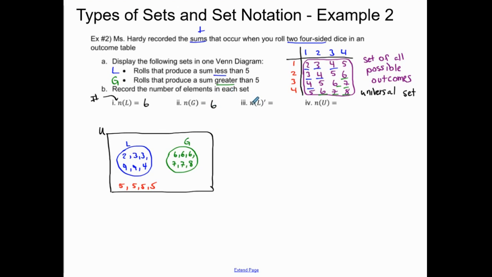In this one, I want the number of elements that are in the complement. So remember that apostrophe means complement of set L. So this means not L. So I want everything that is not in set L. So everything that's not in set L is everything in set G and everything that is out here. So there's 6 here, 7, 8, 9, 10. So there are 10 elements that are not in set L, the complement. And the number of elements in the universal set. So how many outcomes did we get? Well, we got 4 by 4. We got 16 full elements, or I can count them in here again as well. And that's it.